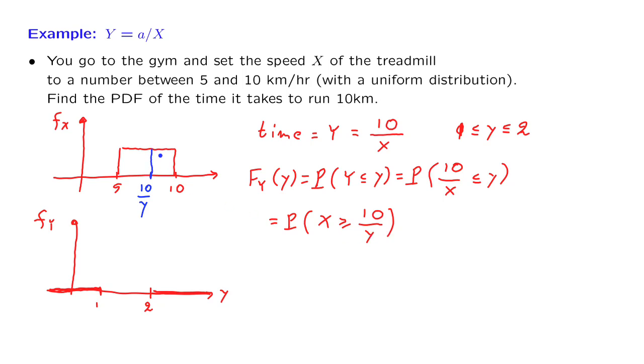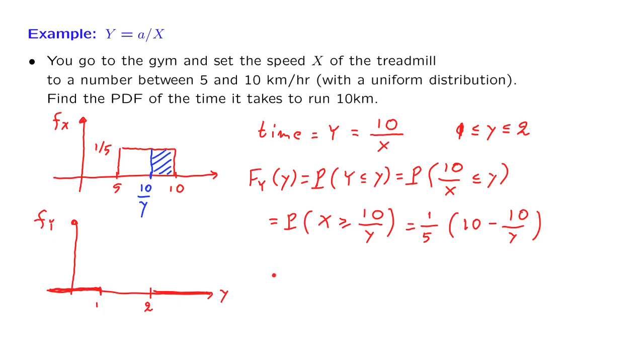And this probability is going to be the area of this rectangle here. And the area of that rectangle is equal to the height of the rectangle. Now the height of this rectangle is going to be 1/5. This is the choice that makes the total area under this curve be equal to 1, times the base. And the length of the base is this number 10 minus that number. It's 10 minus 10 over y. So this is the form of the CDF of y for y's in this range.